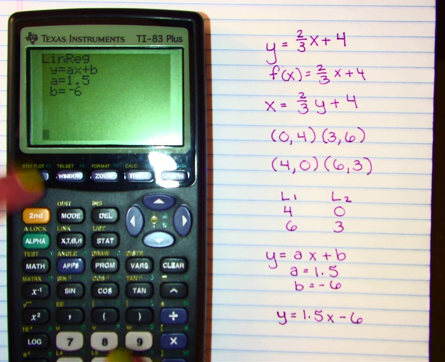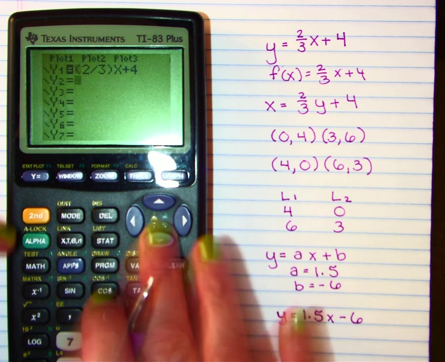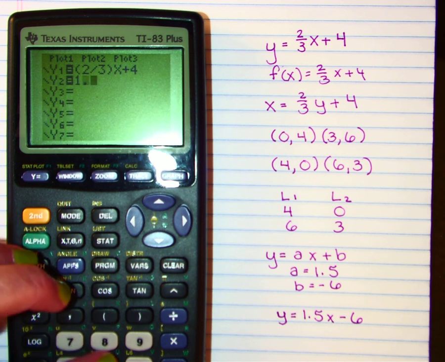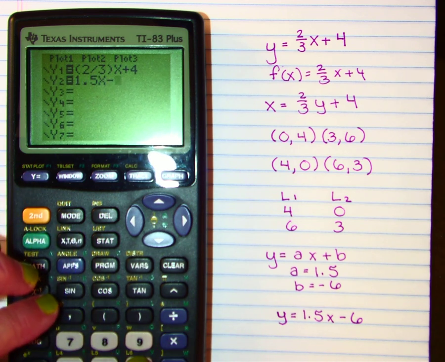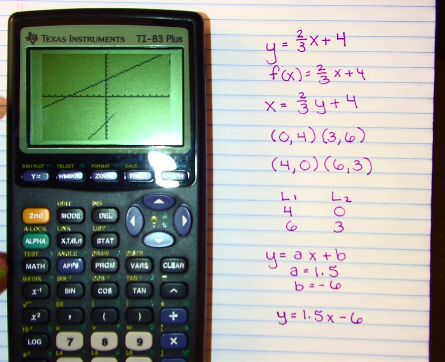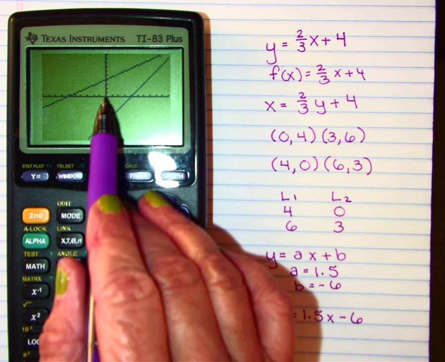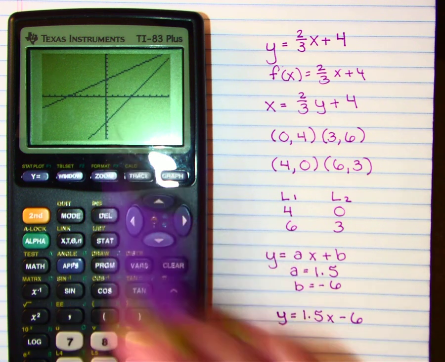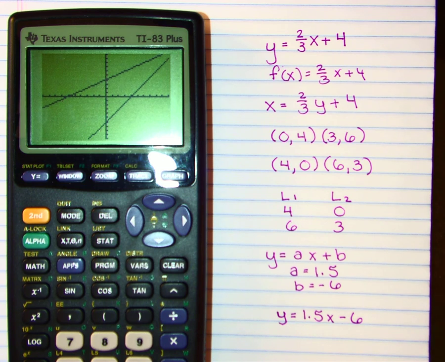And if I graph this, I'll just use 1.5x minus 6. And when I graph the second line, you will note it's the inverse of the first. My first point's at 0, 4, this one is at 4, 0. And so therefore I've got my line fairly easily.